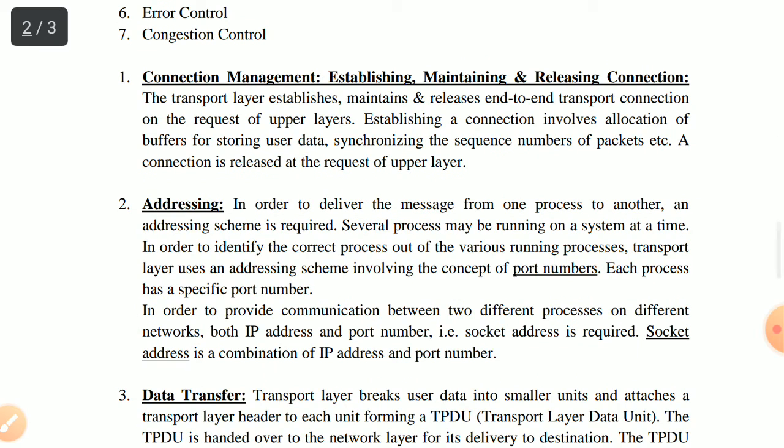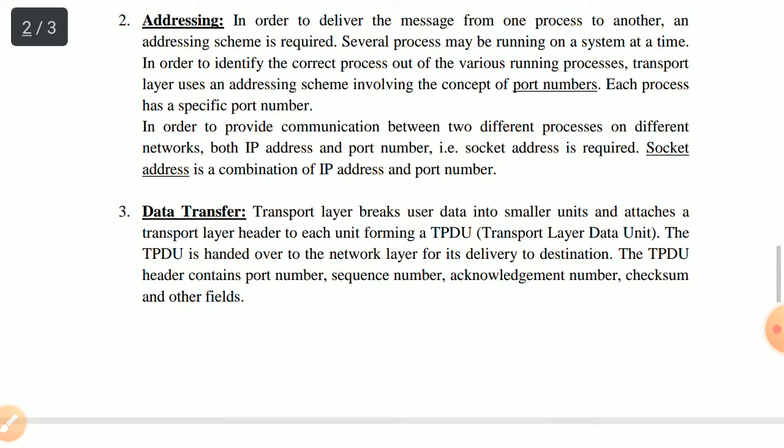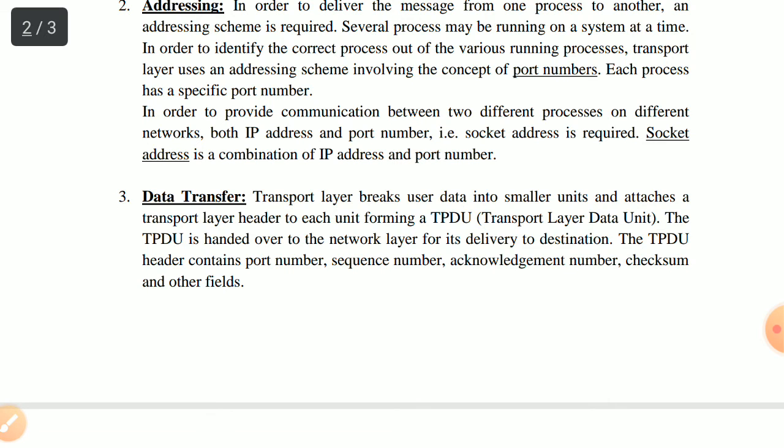Addressing, transport layer is responsible for addressing as well. But addressing in the case of transport layer is connected with port numbers, because as we discussed earlier, transport layer is responsible for process to process delivery, and these processes are identified by an address called port number. Each and every process has its own unique port number. Transport layer is responsible for the data to be transferred from one process to another process.